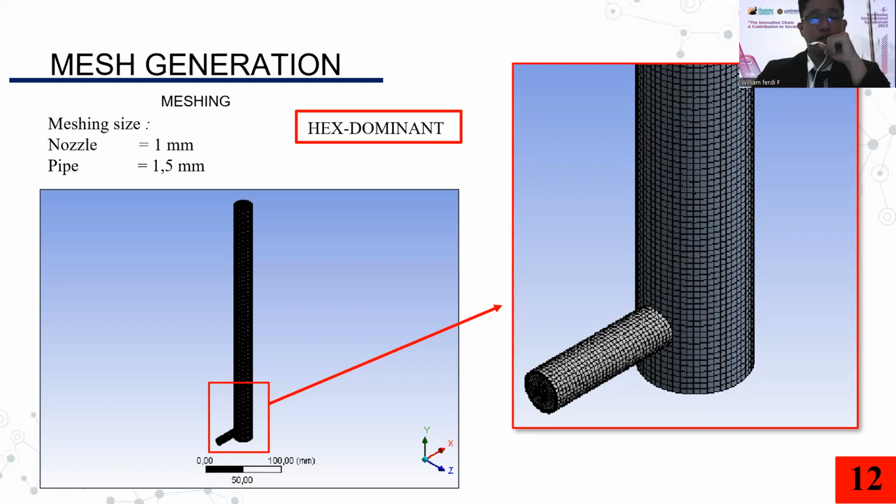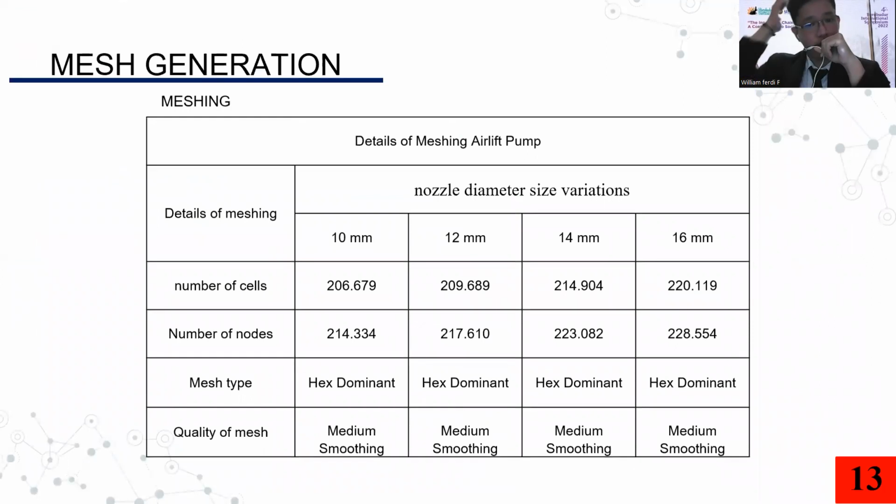And for the meshing size, for the nozzle I'm setting it at 1 millimeter, and for the pipe, I'm setting it at 1.5 millimeters. And we got here a detail of meshing of the airlift pumps using variation of nozzle diameters, 10 millimeters, 12 millimeters, 14 millimeters, and 16 millimeters. We got details of meshing such as number of cells, number of nodes, mesh type, and quality of mesh.